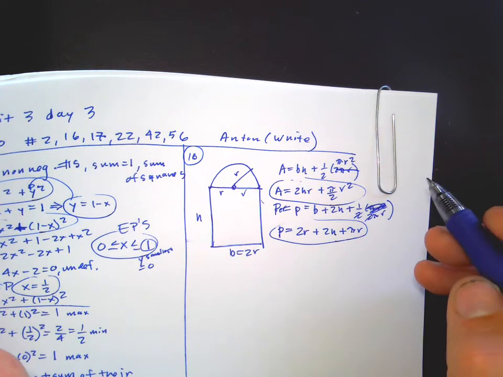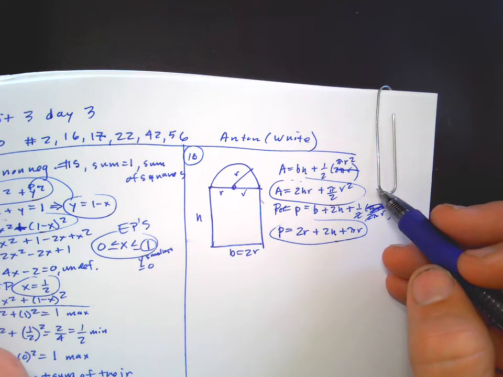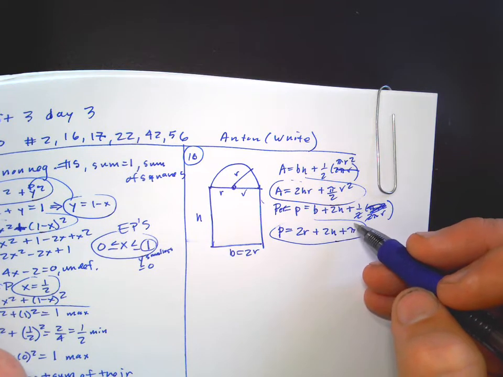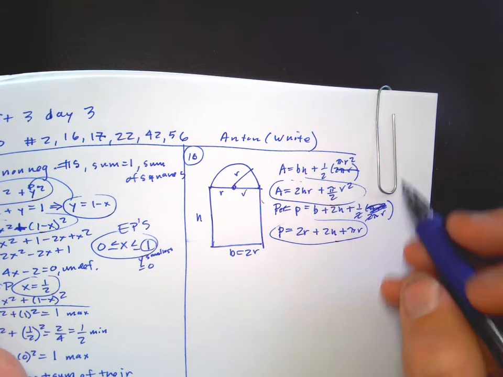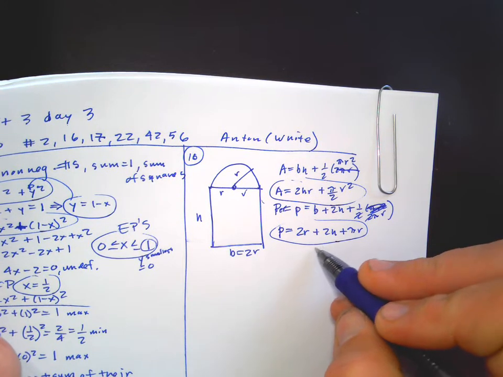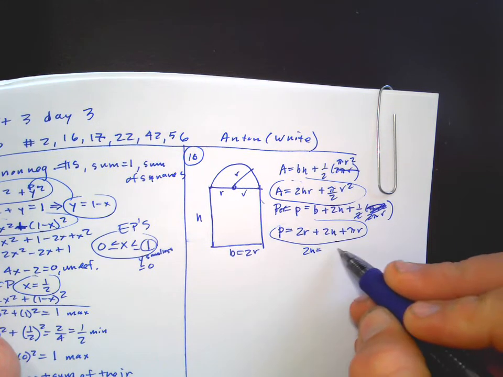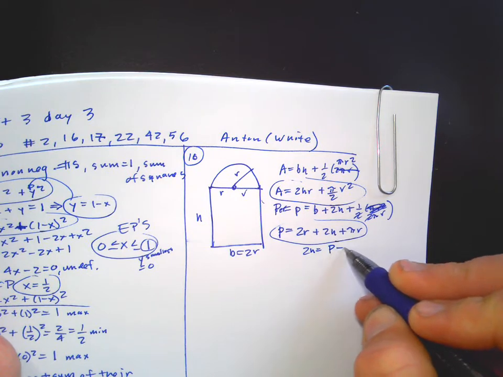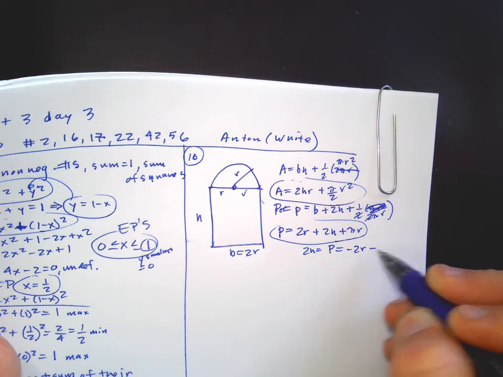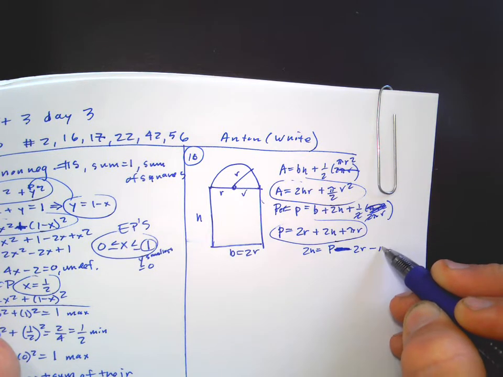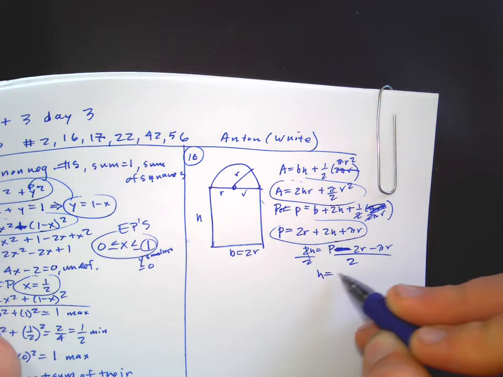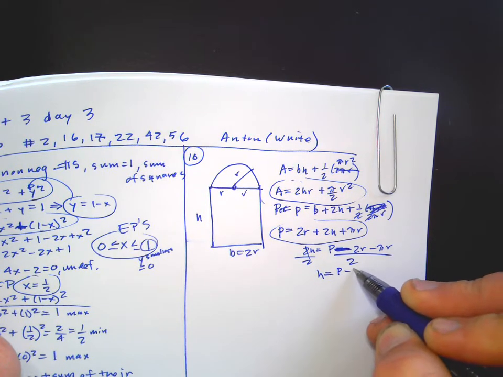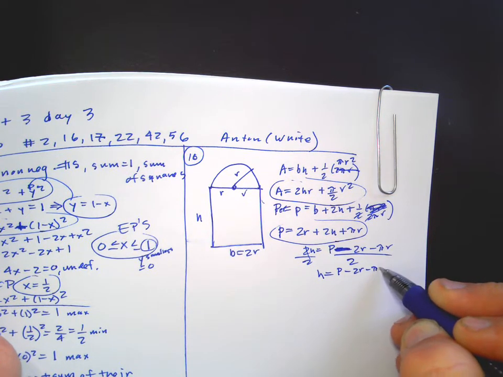other relationship here. So we could solve for h or r. I think it would be better to solve for h because r is a little more complicated here. So I'm going to solve for h. 2h equals the perimeter P minus 2r minus pi r, and then we're going to divide both sides by 2. So that's your h. It's the perimeter minus 2r minus pi r, over 2.